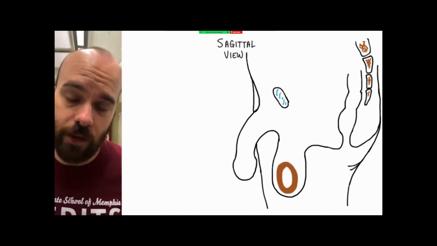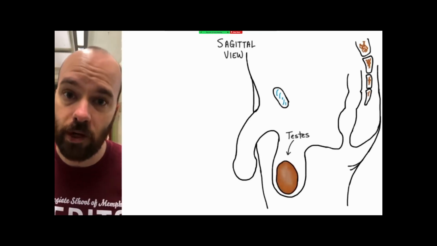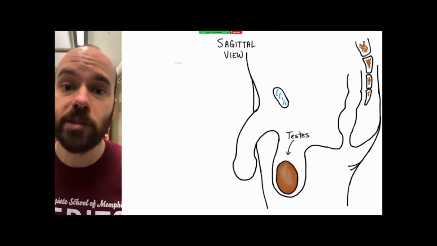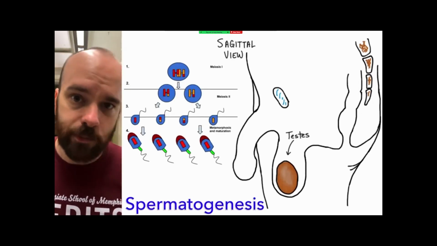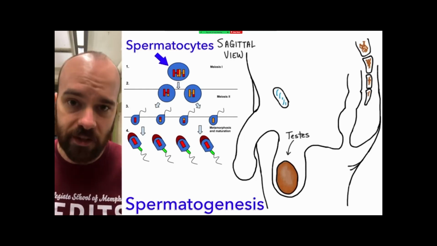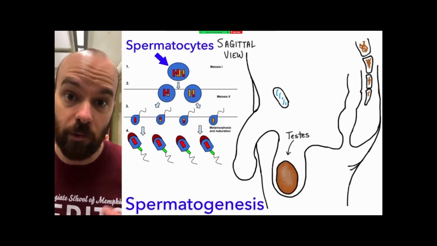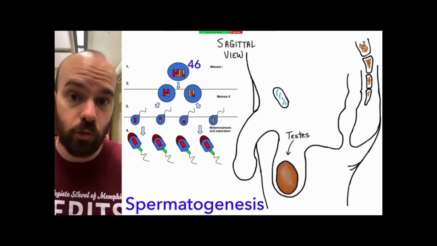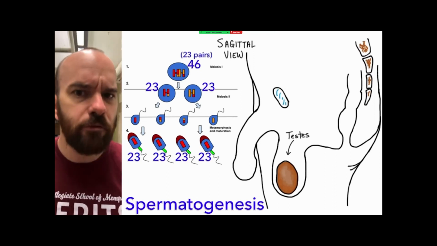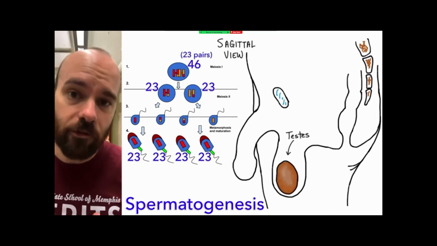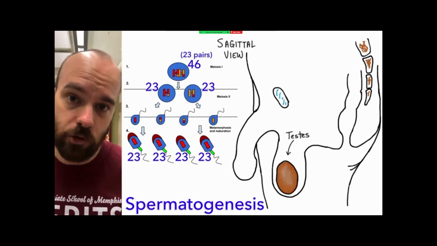The first structure we'll talk about are the testes. The testes are the primary sex organ in the male reproductive system, and they're the site of spermatogenesis, or the creation of sperm cells. Before they technically become sperm cells, these cells, called spermatocytes, will undergo meiosis, which is going to reduce their number of chromosomes from the normal 46 down to 23. Most of the cells in the human body have 46 chromosomes, or 23 pairs of chromosomes. But after undergoing meiosis, that number is reduced down to 23 individual chromosomes.